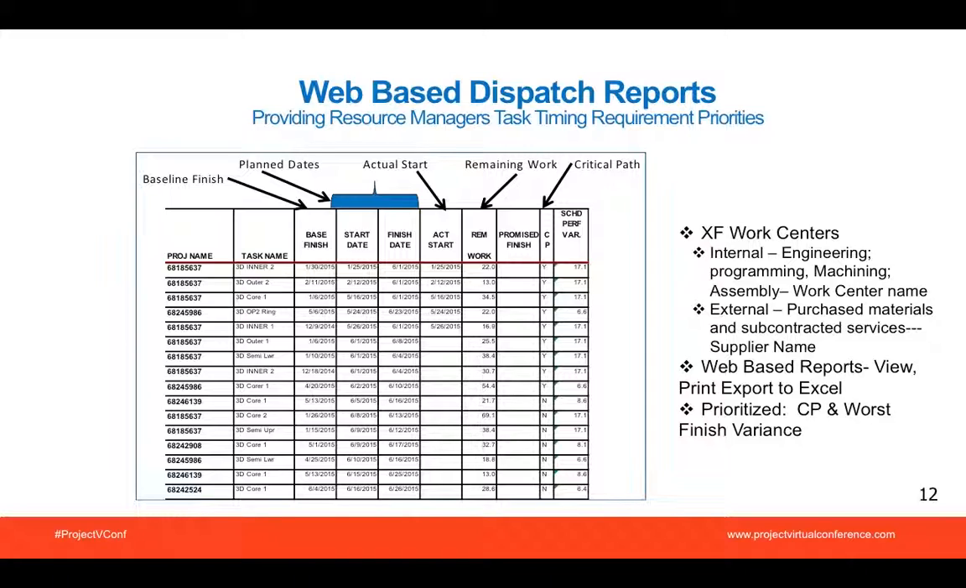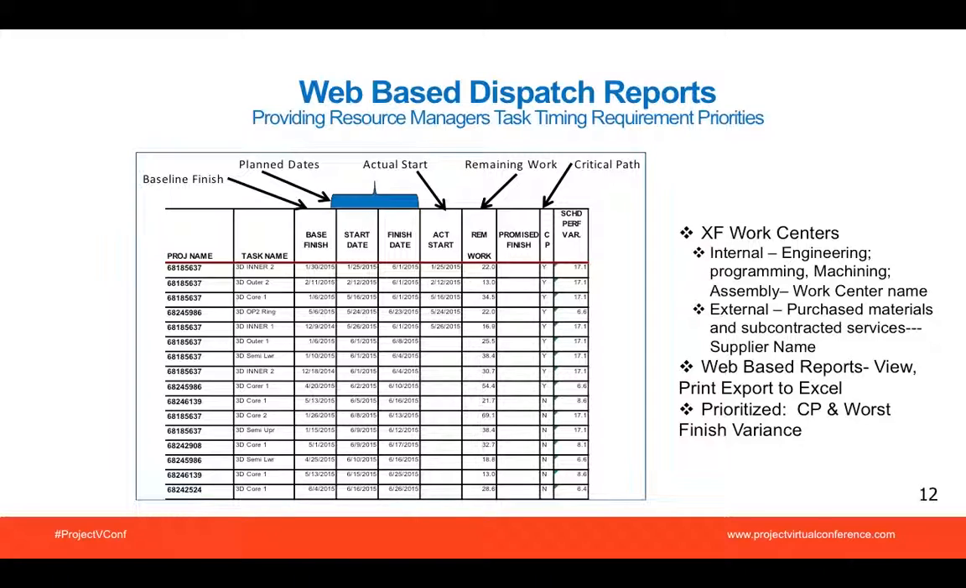In this particular case, this tool has been prioritized to show critical path Y equals yes or N equals no, and worst case finish variance. So this allows more time for the project manager to identify trouble and recover. It doesn't require him to give this information to the resource managers because they are authorized to go get the information on the web themselves. So everyone has access to all the work center and the buy dispatch reports.